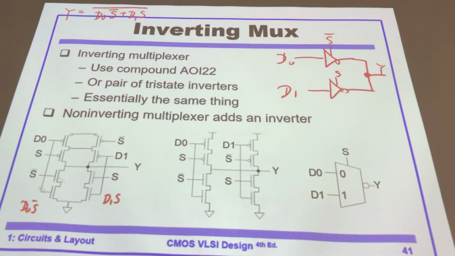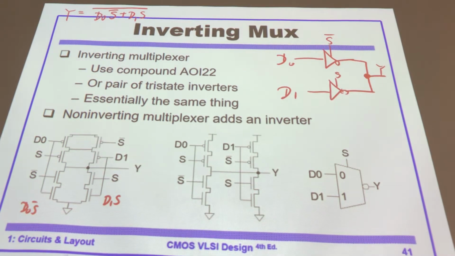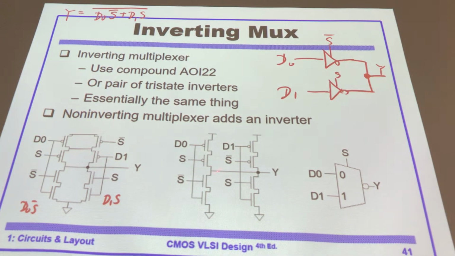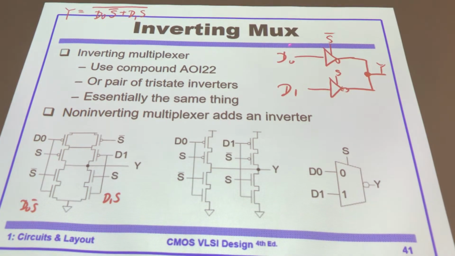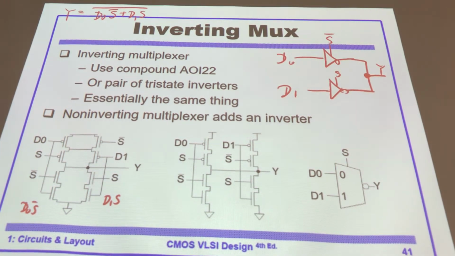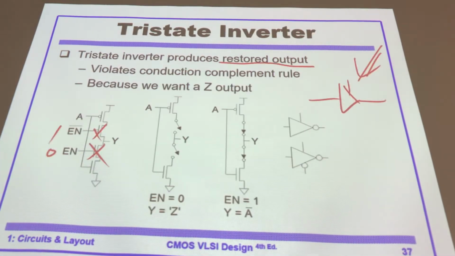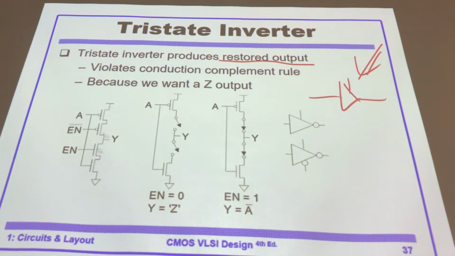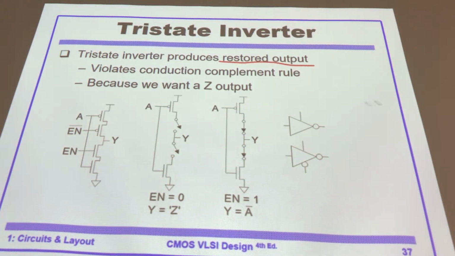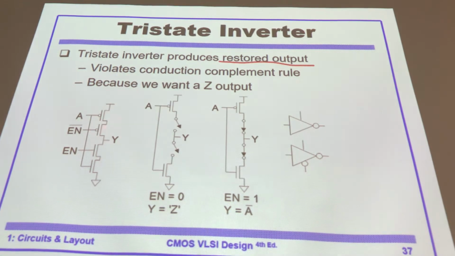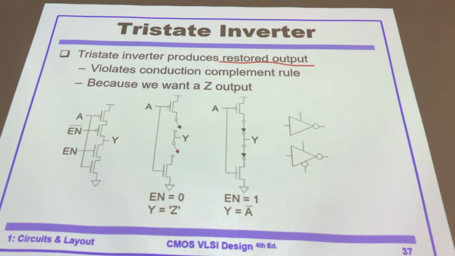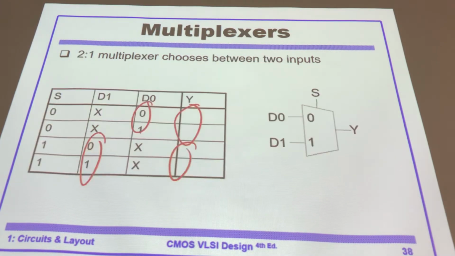So how about this one? Remember the tri-state buffer circuit? The tri-state inverter. The enable is either 1 or 0. When 1, it acts as an inverter. When 0, no signal at all. We need 2 of them.